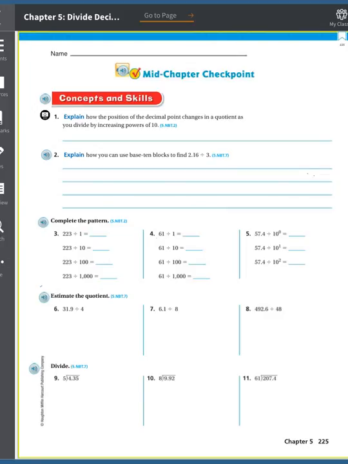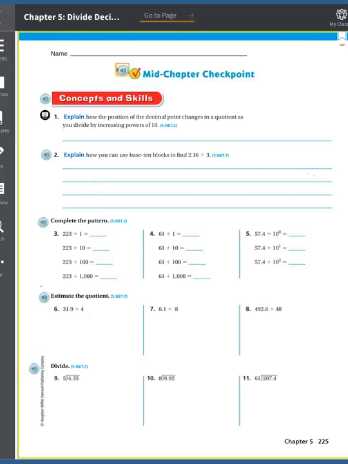Alright, boys and girls, this is the mid-chapter checkpoint for chapter 5. Right now we're looking at page 225, so let's go ahead and do this.